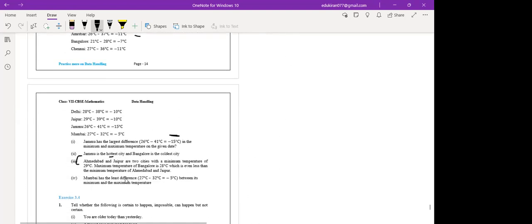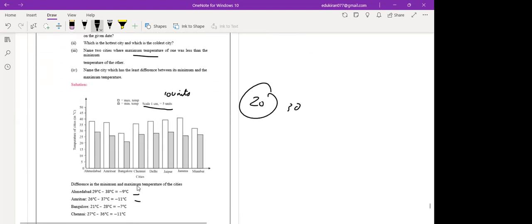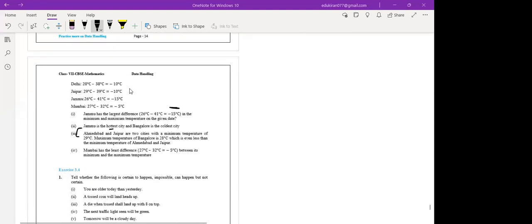And next one, Mumbai has the least difference between the maximum and minimum, right? Ma'am, can you show me that answer diagram? Ma'am, I actually thought why was my difference wrong, because I shaded first one. No, no. The least difference is 27 degree minus 32, so you got -5, which is the least one, for Mumbai.